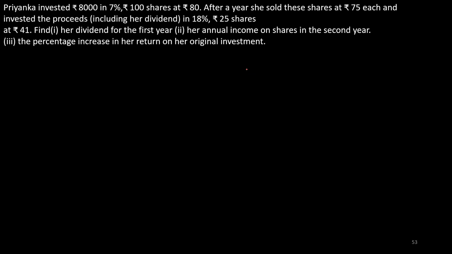So try solving this question. Priyanka invested rupees 8,000 in 7% rupee 100 shares at 80. After a year, she sold these shares at rupees 75 each and invested the proceeds. Proceeds means whatever amount she gets, including her dividend, in 18% rupee 25 shares at rupee 41. Find her dividend for the first year, her annual income on the shares in the second year, and the percentage increase in her return on her original investment.